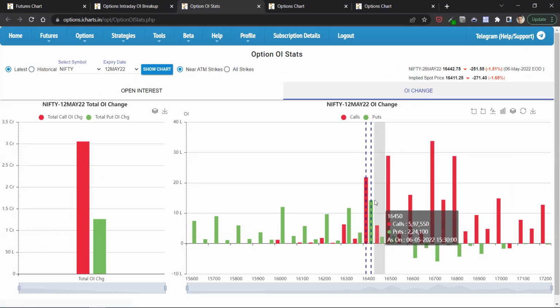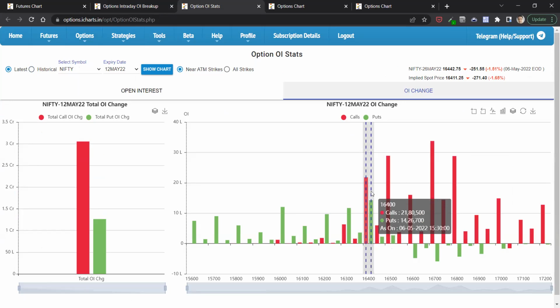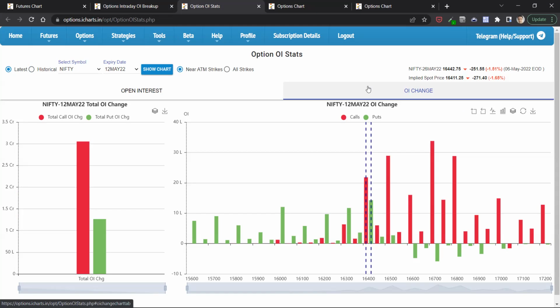I didn't understand. See, this one is showing the cumulative OA, right? If you start from the beginning, 9:10, how many calls are added, how many puts are added, how many calls are decreased. I made the same graph in our group also. I posted one screen. I'll take a look. I have noted it and kept it.